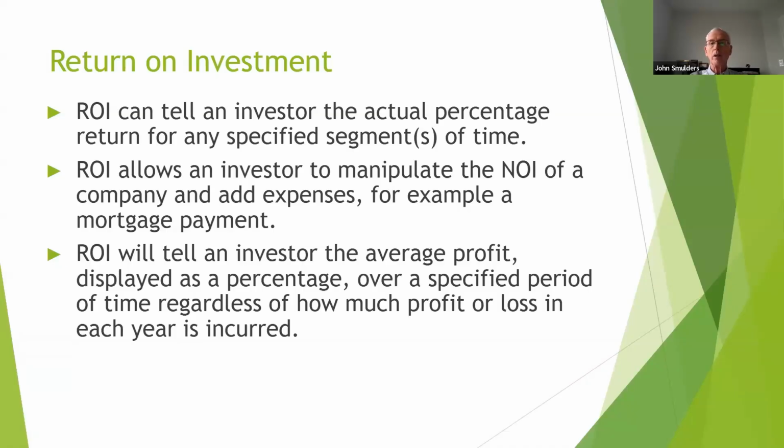It'll allow the investor to manipulate the NOI of a company and add expenses, for example, a mortgage payment. And if you recall last week, we can take away the interest expense from an income statement because it's not going to apply to a new buyer. But now we're talking about a buyer. What are they going to have for a mortgage payment or an interest payment on their mortgage? And the ROI will tell an investor the average profit displayed as a percentage over a specified period of time, regardless of how much profit or loss in each year is incurred.